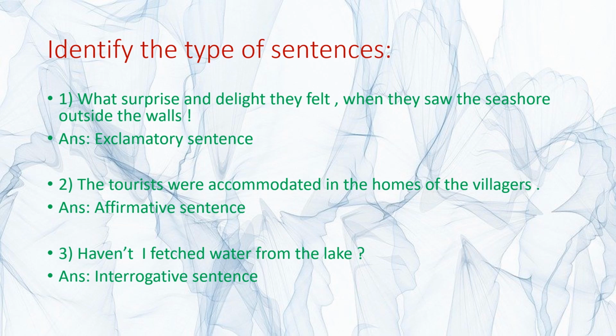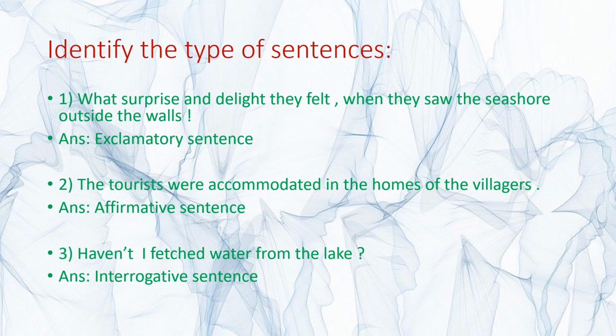What surprise and delight they felt when they saw the seashore outside the wall. Now which type of sentence is this? Yes, it is. The answer is there on the screen. Exclamatory sentence. So assertive sentence, exclamatory sentence and imperative sentence, options like that will be given. So you are going to click on exclamatory sentence.